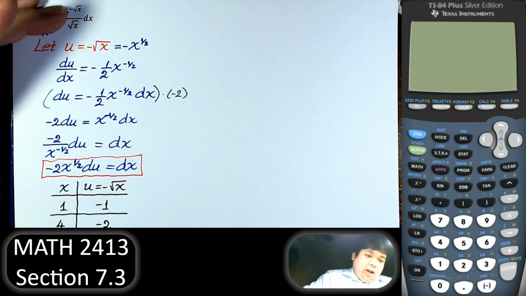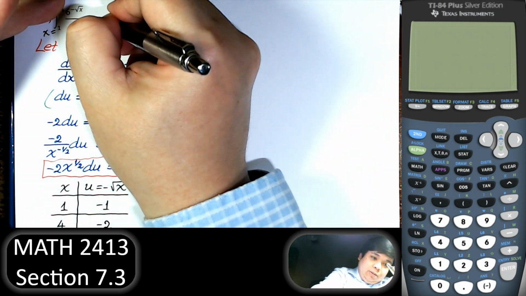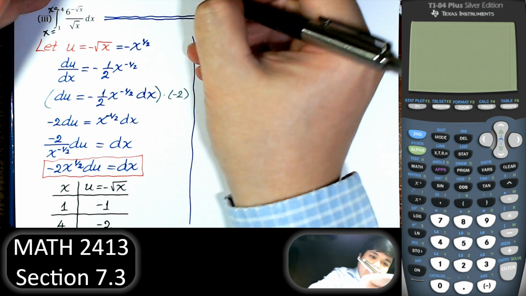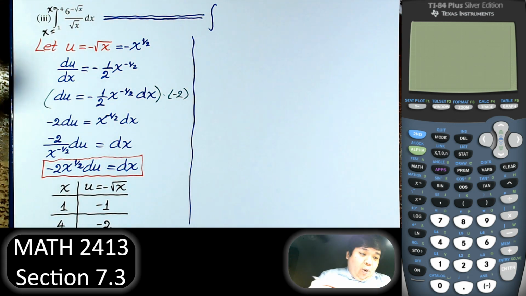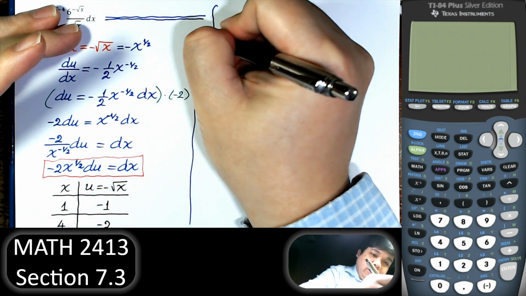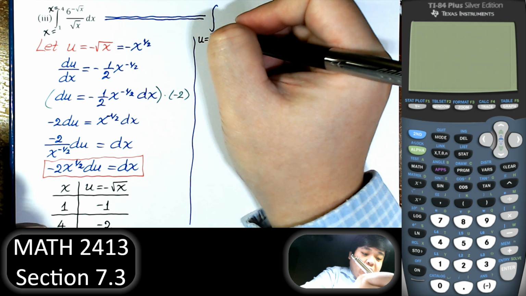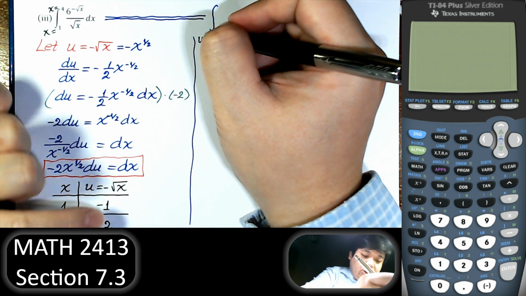Right, ready for substitution. We go from x equal to 1, where u equal to negative 1. When x equal to 4, u is equal to negative 2.